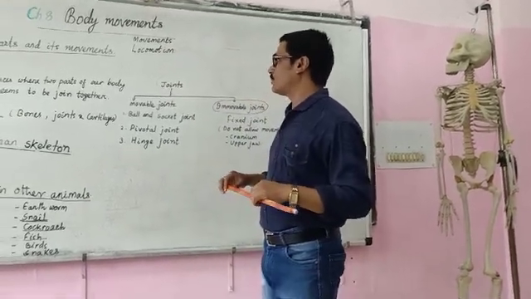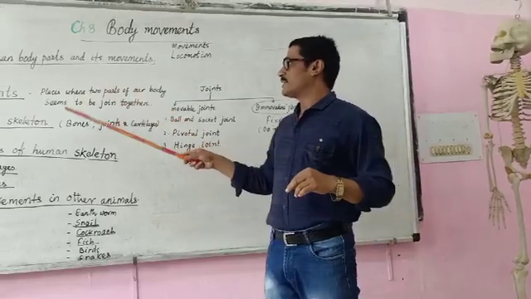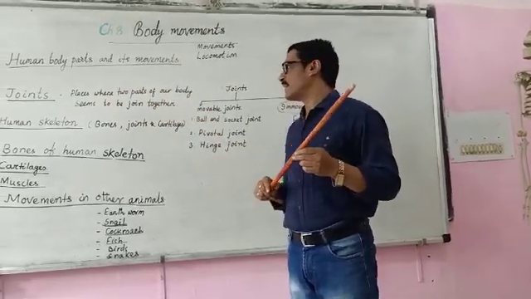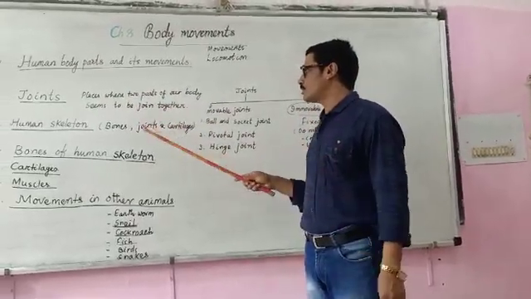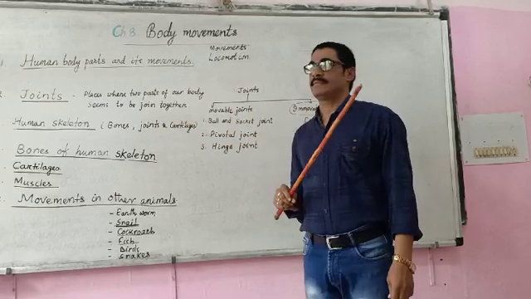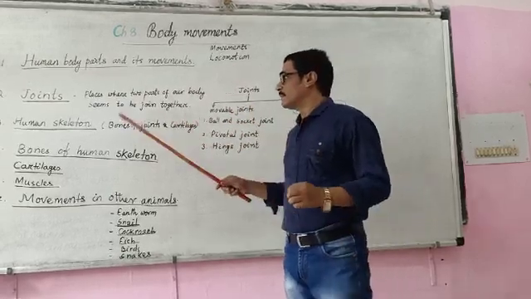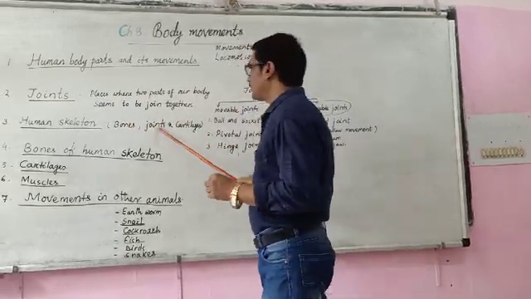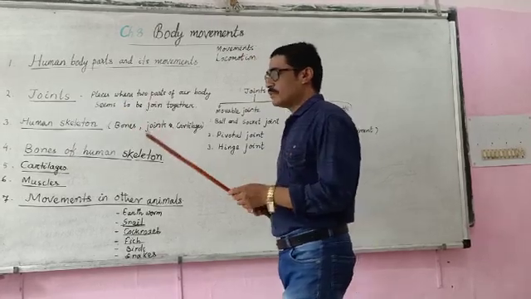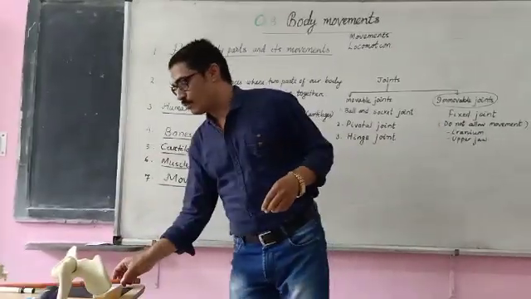Now let us come to know about the human skeleton. The human skeleton consists of bones, joints and cartilages. We have already discussed the joints. Now let us come to know about the different types of bones.